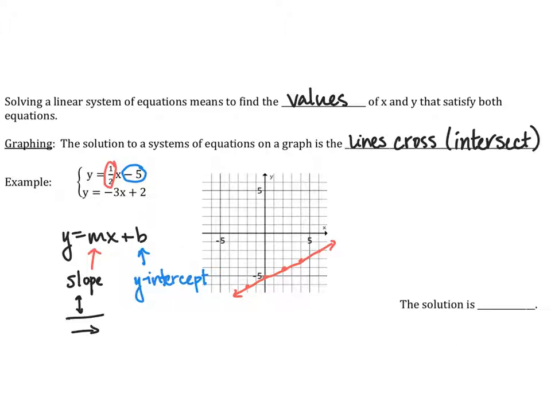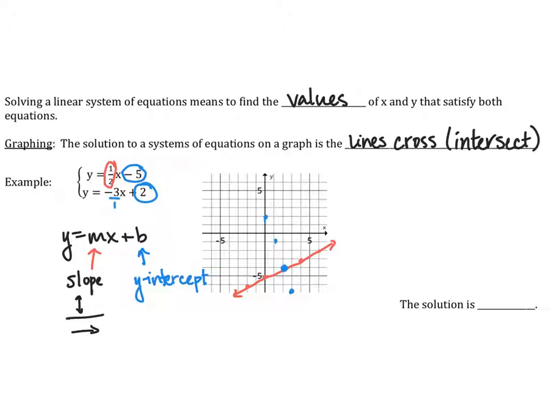The other line, I'll go ahead and do in blue. I have a y-intercept of 2 and a slope of negative 3. So I'm going to go down 3. Anytime we have a whole number, we can basically put that over 1. Down 3 to the right 1. Because it's negative, that's why I'm going down. Down 3 over 1, down 3 over 1.